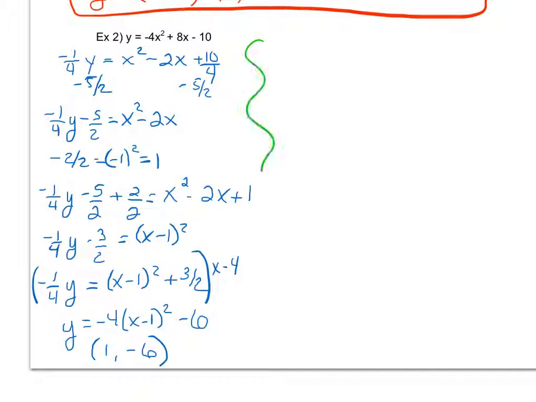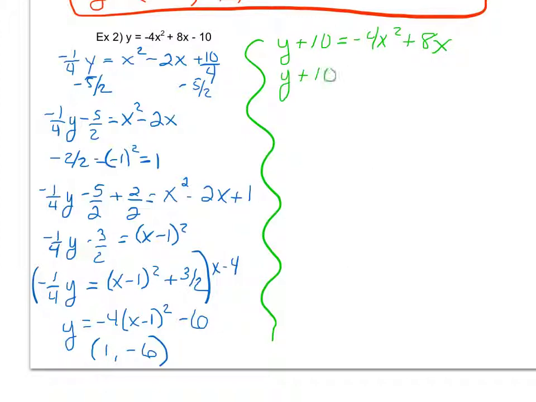So the other way to do it would be, instead of dividing everything by -4, I'm going to flop step 1 and step 2, and I'm going to start by getting x squared and x by itself, and start by saying I have y plus 10 equals -4x squared plus 8x. And now instead of dividing by -4, I'm going to factor a -4 out of this side, and then I don't have to worry about all those fractions, giving me y plus 10 equals -4 times x squared plus 2x.